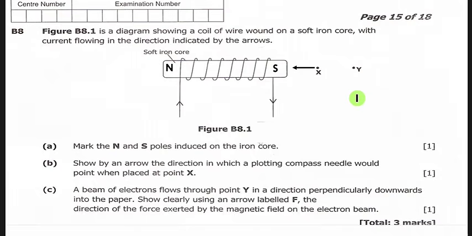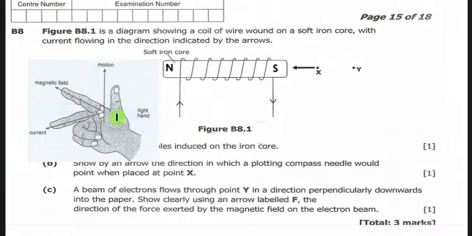All right, so if that is the beam of electrons going like that, then they're saying show clearly using an arrow labeled F the direction of the force exerted by the magnetic field on the electron beam. So what will be the direction of the force on the electron beam? For us to answer this one, we need to use what we call the right hand rule. Fleming's right hand rule.